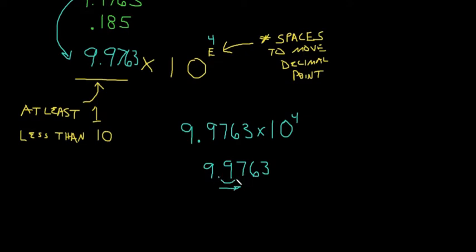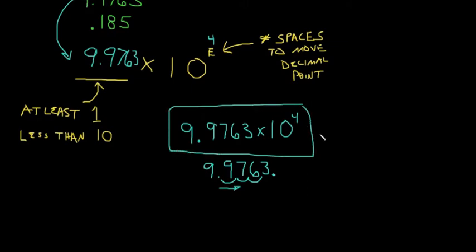Right now it's 9.9763. I move it 1 time, it's now 99.763. If I move it again, it's now 997.63. If I move it again, it's 9,976.3. And if I move it again, this is 1, 2, 3, 4. And that's the new place for the decimal, because it told us to move it 4 places. So this scientific notation right here represents 99,763.